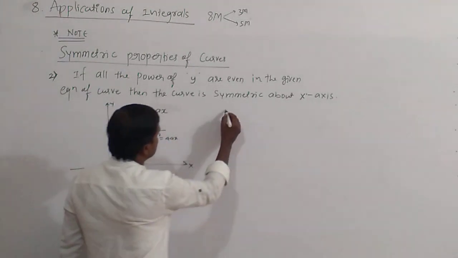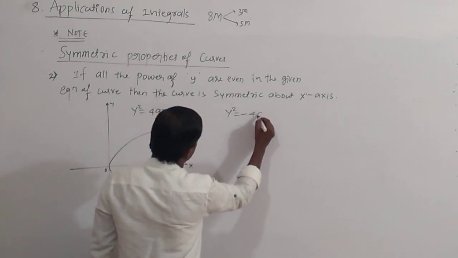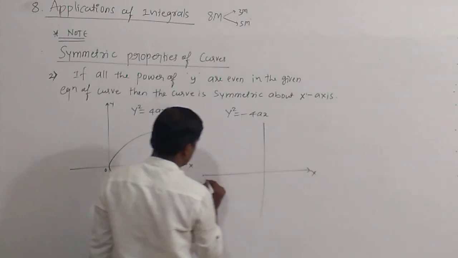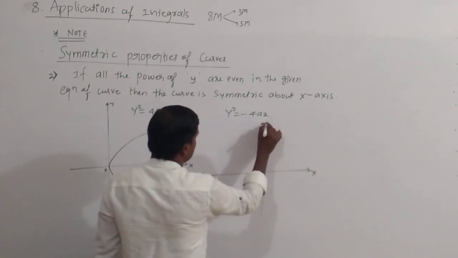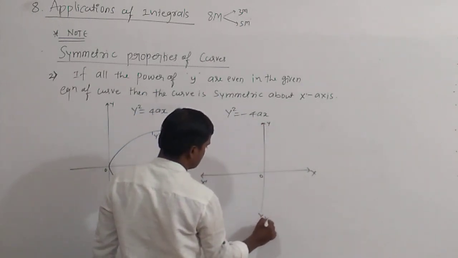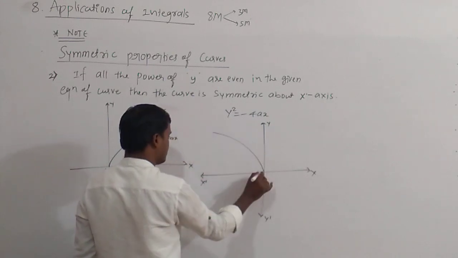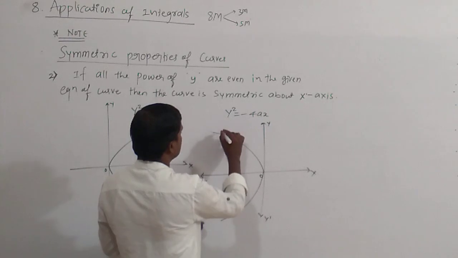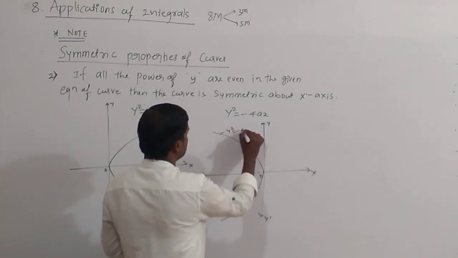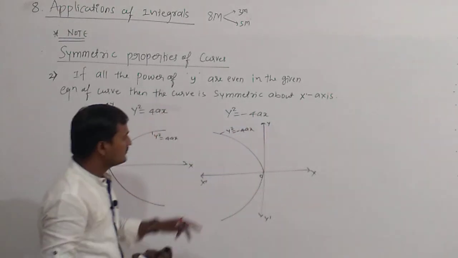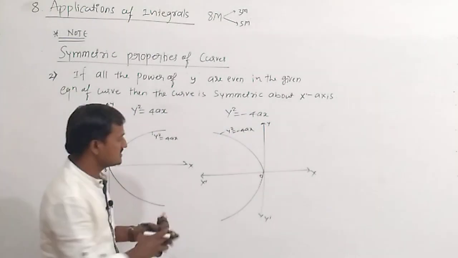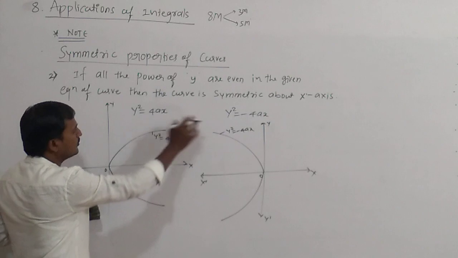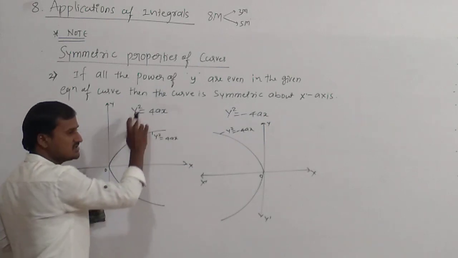So if it is like this, y square equal to minus 4ax, right? So here it is x, here it is x dash, and here it is y, y dash. So what does it represent? It represents the equation of the curve y square equal to minus 4ax. If the minus is there, then it is symmetric about the negative x-axis, and also in both equations the power of y is even.